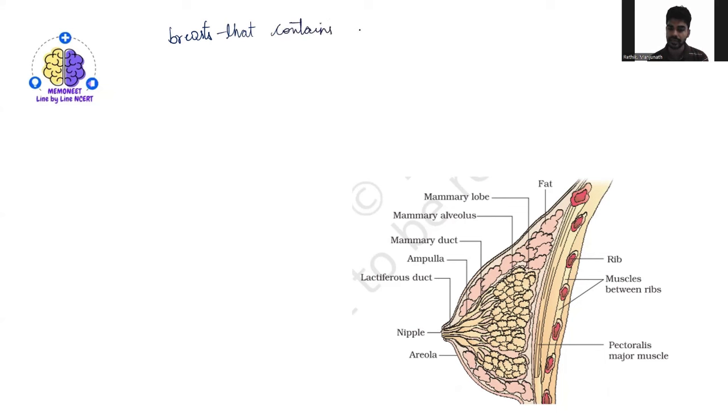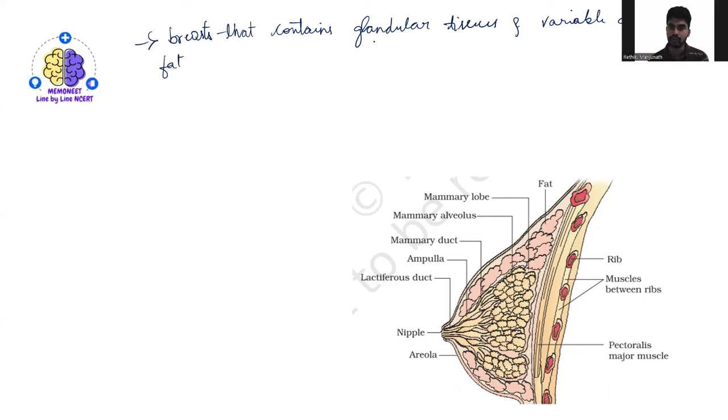So what do they contain? Glandular tissues. Then another thing is a variable amount of fat. Okay, so these are the things that it normally consists of.